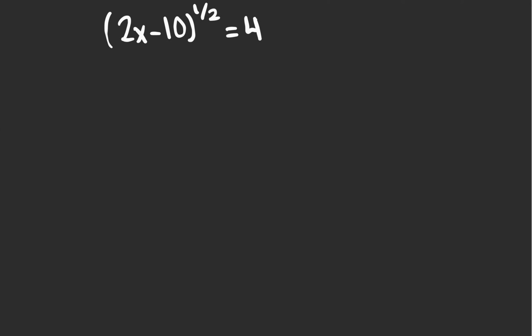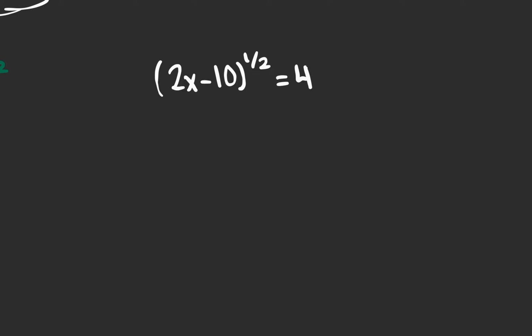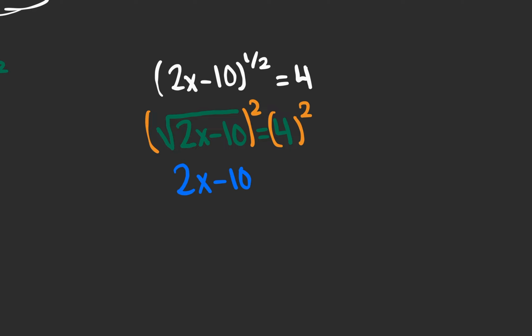From there, my next question is (2x minus 10) to the 1/2 power is equal to 4. Now keep in mind that if you ever see the 1/2 power, it is always recommended to rewrite this to be the square root of 2x minus 10 is equal to 4. So that's my recommendation. Always rewrite it. Then I will square both sides. This will leave me with 2x minus 10 is equal to 16.